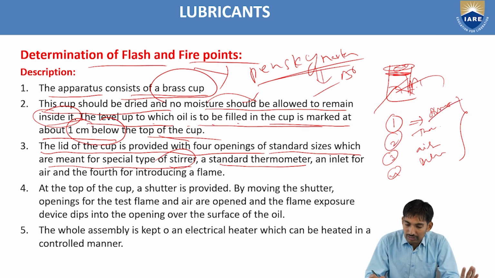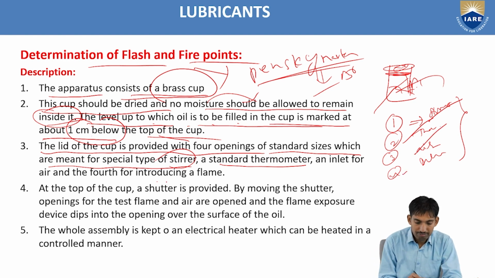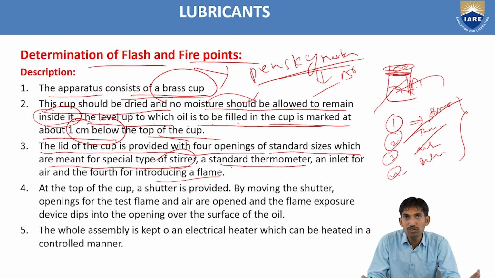The first inlet is for the stirring, the second inlet is to insert the thermometer, the third inlet is for air, and the fourth inlet is for introducing the flame. Okay, these contain 4 inlets.